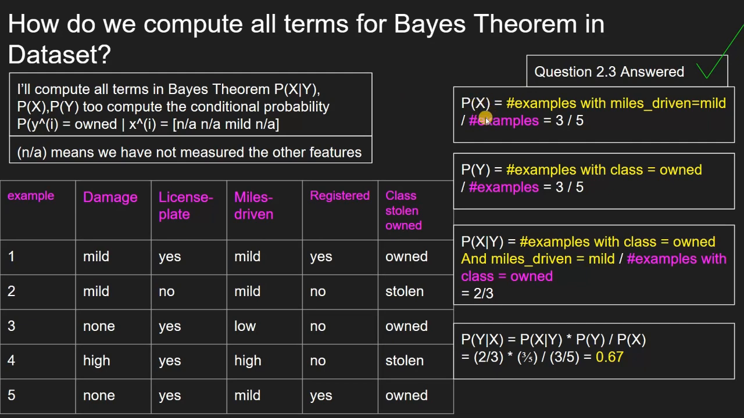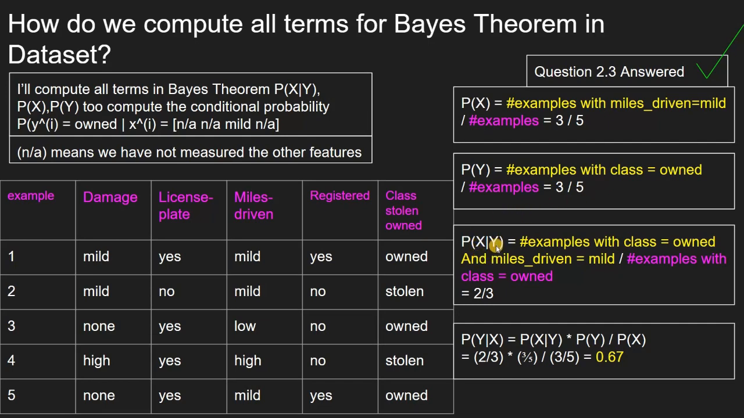So the probability of x, the probability of the miles driven equaling mild, is the number of examples with miles driven equal to mild, which is 1, 2, 3, that's 3, divided by the total number of examples, which is 5. So the probability of x, or the probability of miles driven equal to mild, is 3/5. Now the probability of y, the probability of our class equaling owned, is equal to the number of examples with our class equal to owned, which is 1, 2, 3, divided by the total number of examples, which is 5. So the probability of our class equaling owned is 3/5.